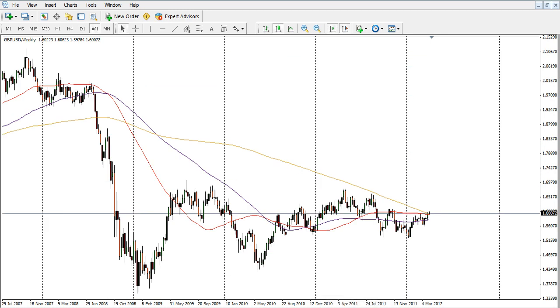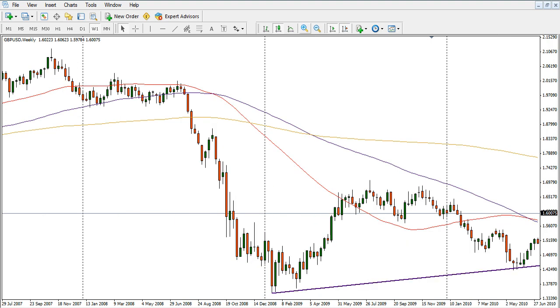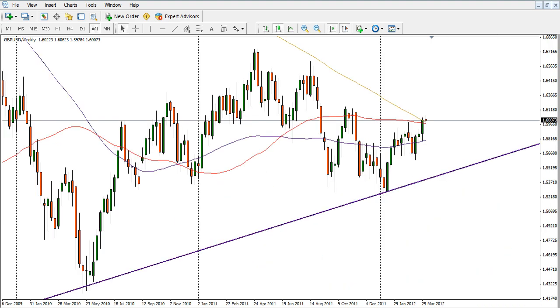In terms of cable, very interesting chart, especially the weekly as well. We're getting some key levels now. We have this lovely trendline support here, and in terms of last week's weekly candle, very bullish, even more bullish than euro dollar, I'd say.